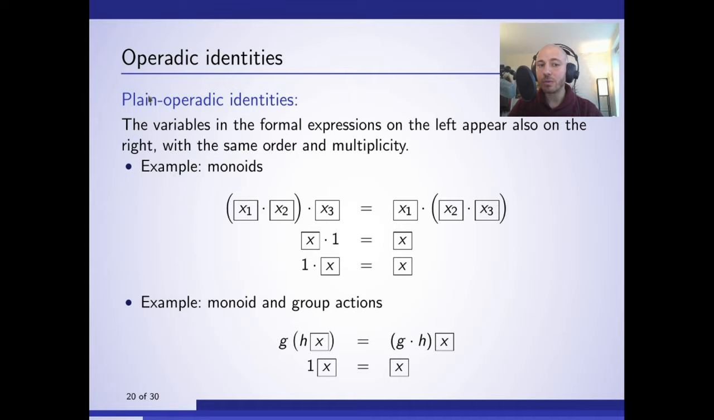So what is a plain operatic identity? That tells us that we can write our theory, we can present it in such a way that all the stuff that's on the left of the equal sign is also on the right, like all the variables on the left are also on the right and in the same order. Okay, so here you see left and right just differ by bracketing, which is allowed, and by possibly adding constants, but constants are not variable. One is a constant, it's not variable, okay? So, you see here, everything on the left also appears on the right with the same order.